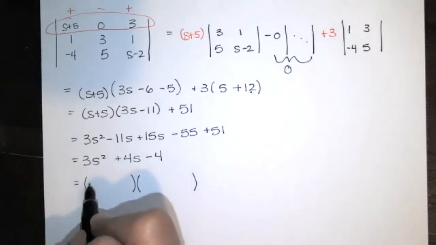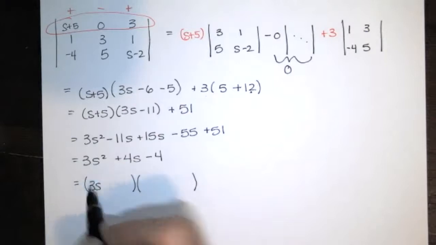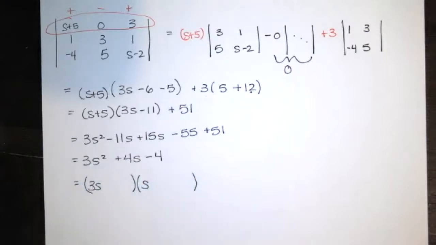We know that first times first has to give us this 3s squared. So we know we have to have a 3s here and an s here. And we also know that outer times outer and inner times inner has to add to a 4s. And last times last has to multiply to give us a negative 4. So I'm thinking with a 3s and an s, in order to get a 4s in the middle, I can't use 2 and negative 2 for this 4. I'm going to have to use a 4 and a 1.